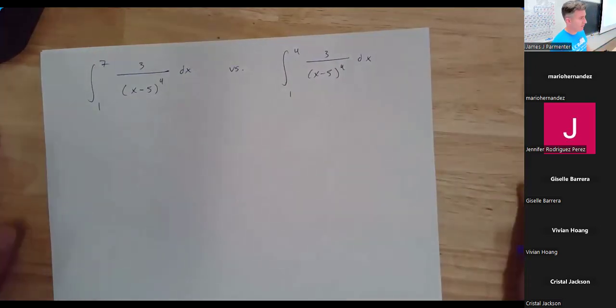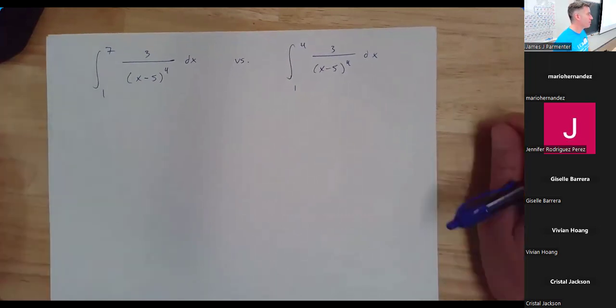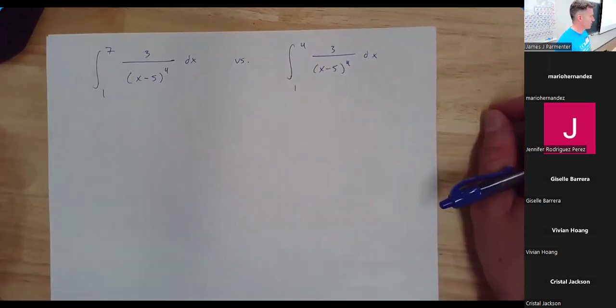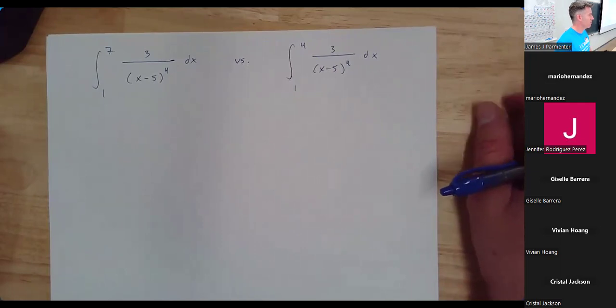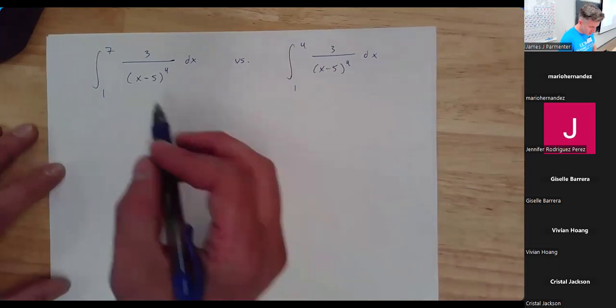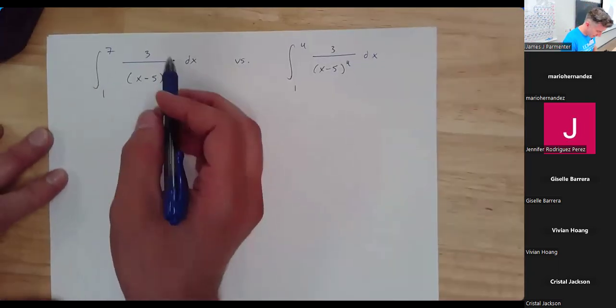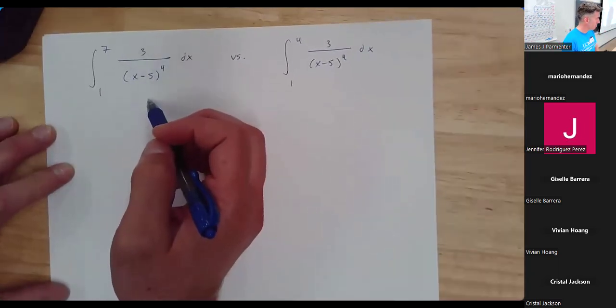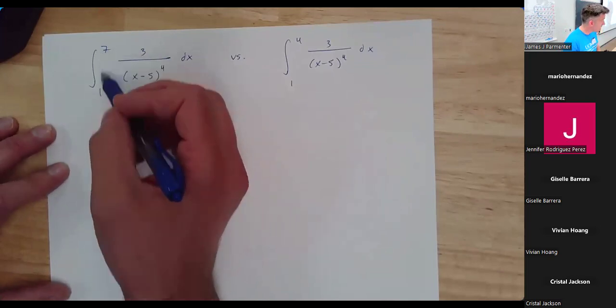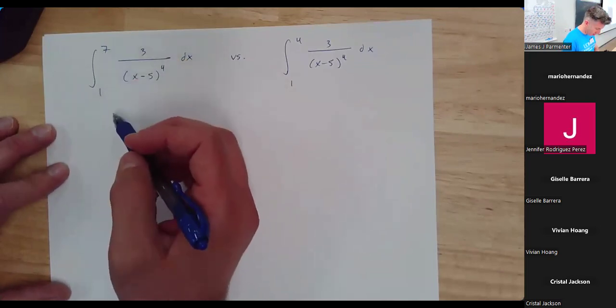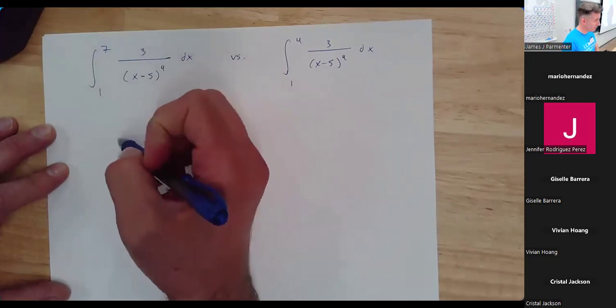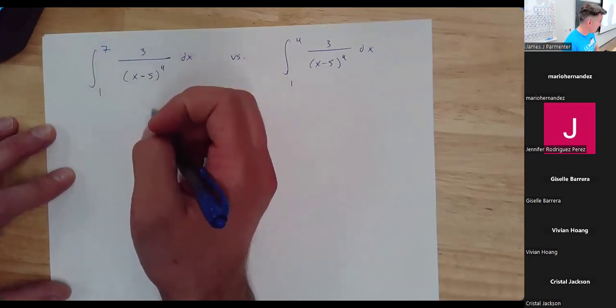Which, if any, of these is improper? Are any of these integrals improper? Are both of them improper? No. So this one is improper because that function is undefined where? 5, and 5 is between 1 and 7. So our integral is over an interval that includes a point where the function is undefined.